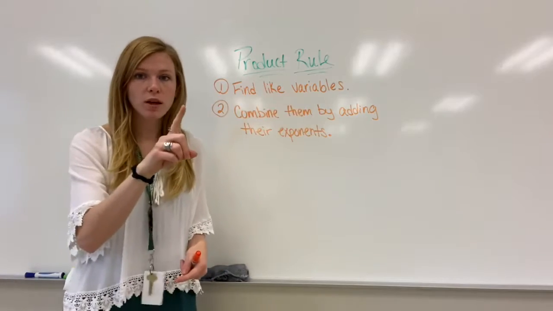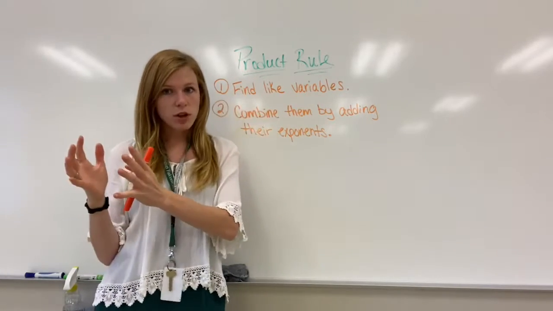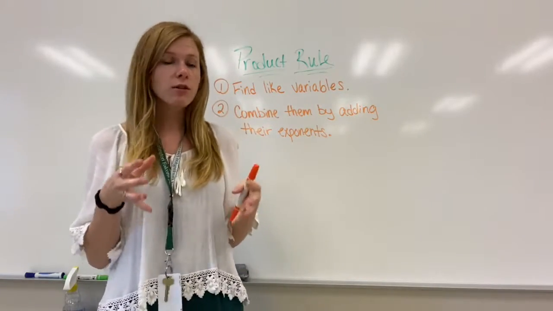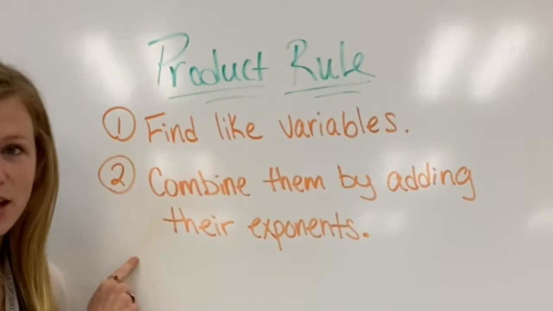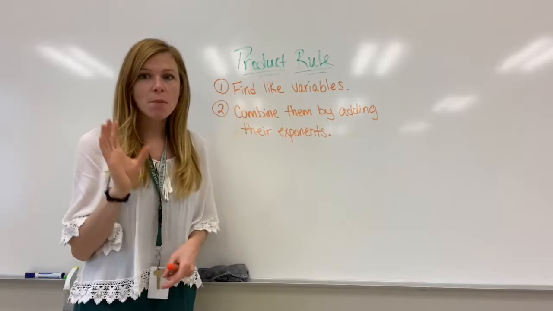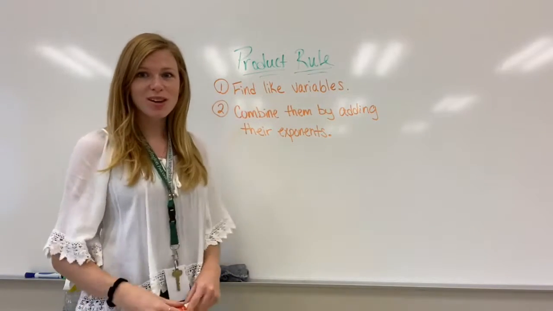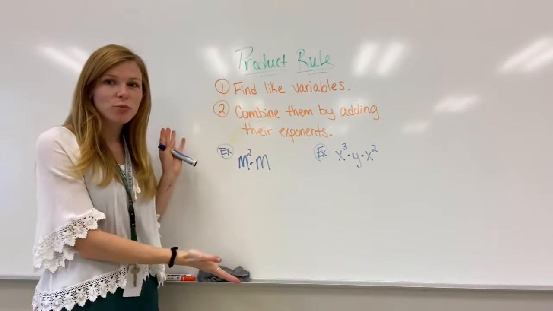That's step number 1. Whether it's in your head or you're regrouping them to put them next to each other. Step number 2. Now that you have found your like variables, you need to combine them by adding their exponents. So go ahead, pause the video if you need to, write down these 2 steps, and then I'll show you an example. All right, I have 2 examples for you on the board right now.